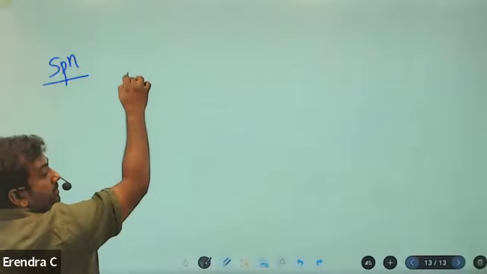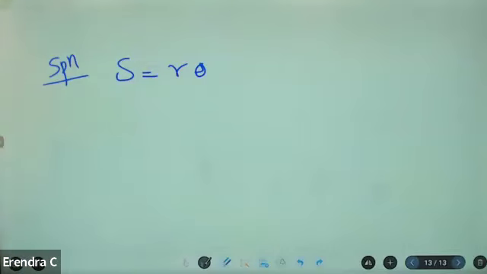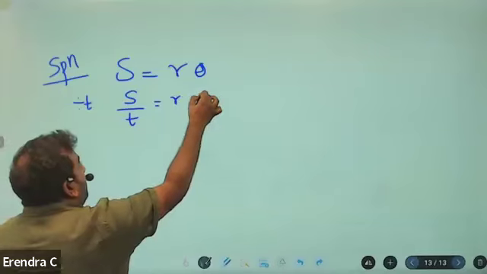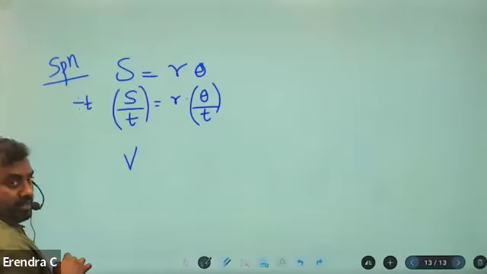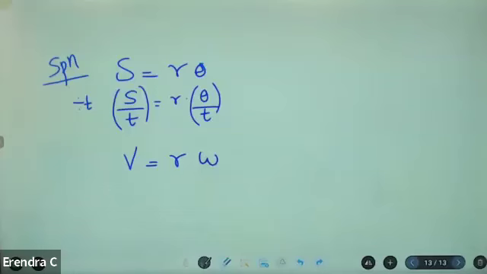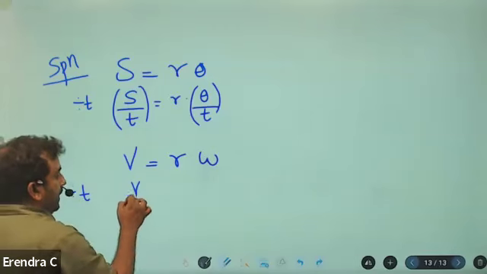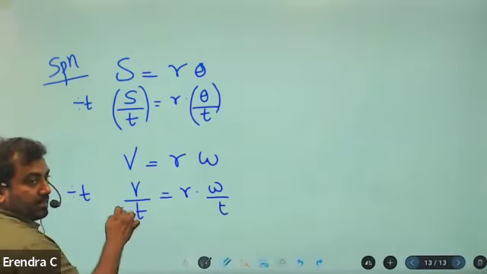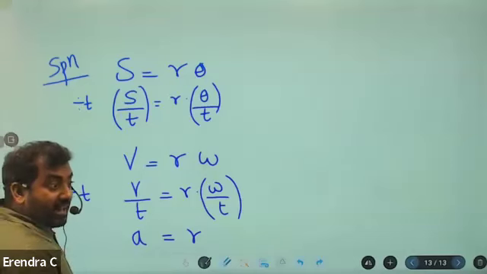Things that you know. S equals R theta. You all know, no? Divide both sides by time. S over T equals R theta over T. What is S over T? V. What is theta over T? Omega. Now divide this by time. V over T equals R omega over T. What is V over T? Acceleration. What is omega over T? Angular acceleration.